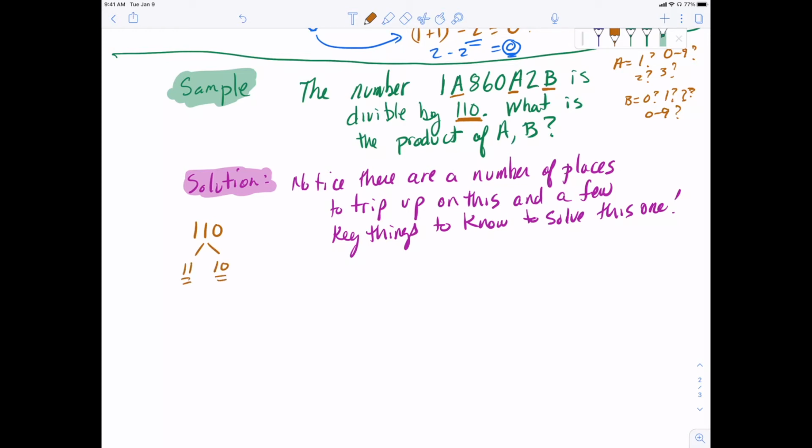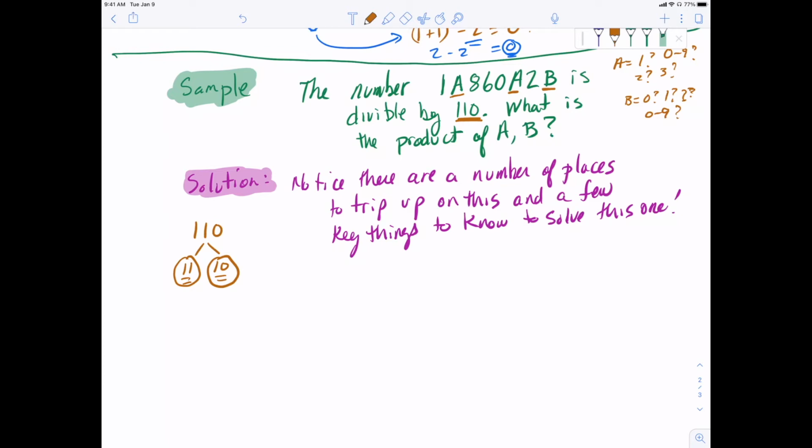If a number is divisible by 110, it must also be divisible by the prime factors. Now I think you've probably learned to make prime factor trees in your math class, but if you haven't, let me know and I can do a video on that.